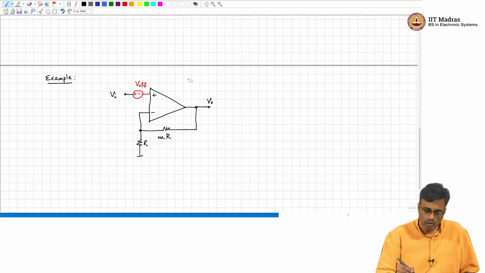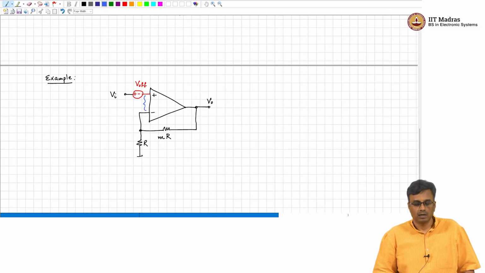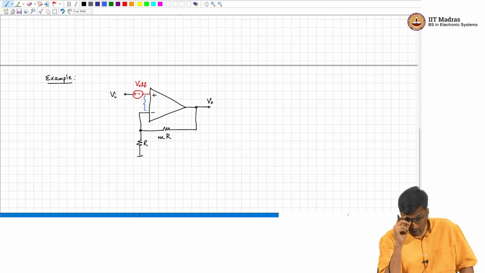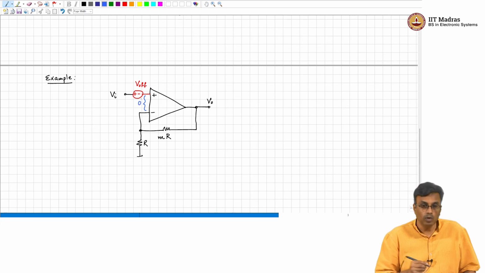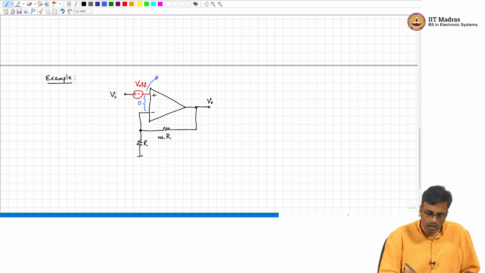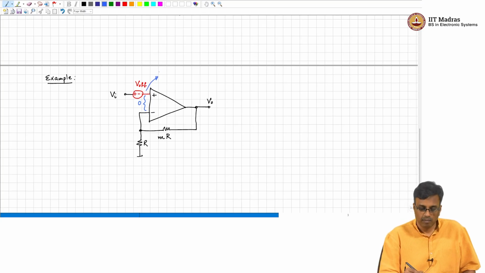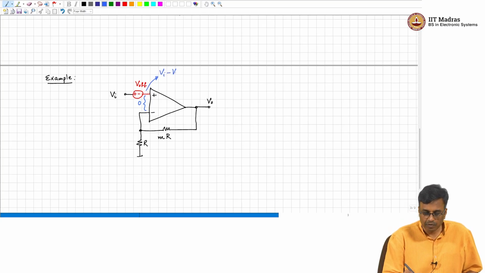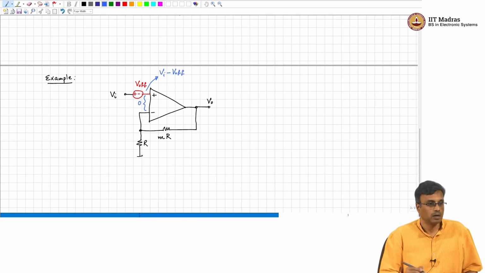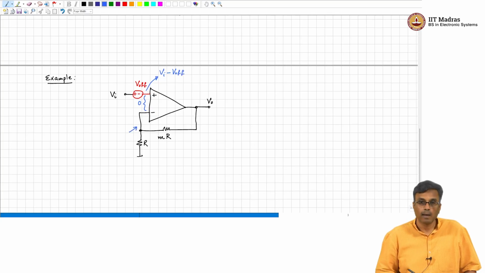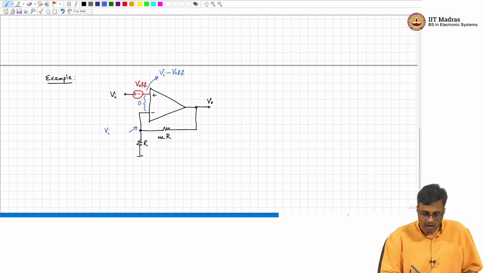What do we do? Well, the part after the offset still behaves like an ideal op amp. So, that voltage is going to be 0, correct. So, if this is V I, what is the potential there? V I minus V offset. What is this voltage? V I minus V offset.